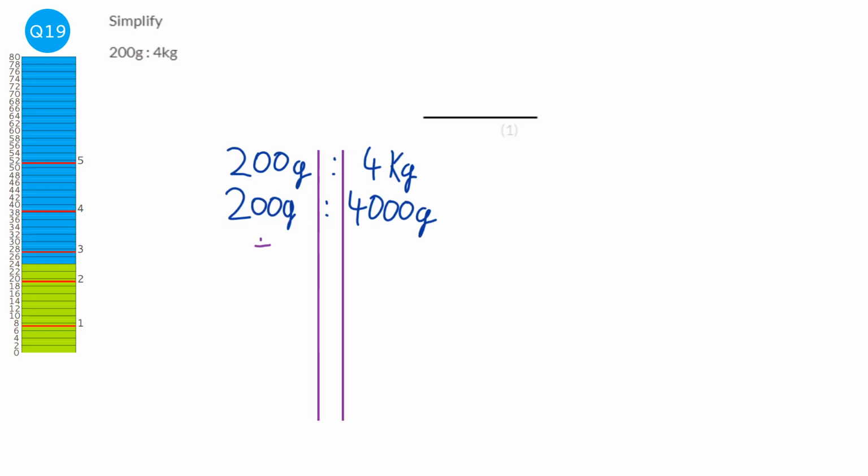So we can divide both sides by 100 straight off the bat. So we've got 2 to 40. We can see we can divide them both by 2. And so we've got 1 to 20. And so it's 1 gram to 20 grams, or just 1 to 20.